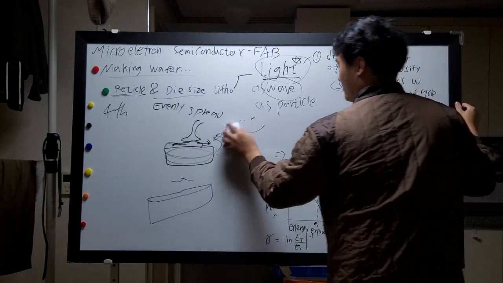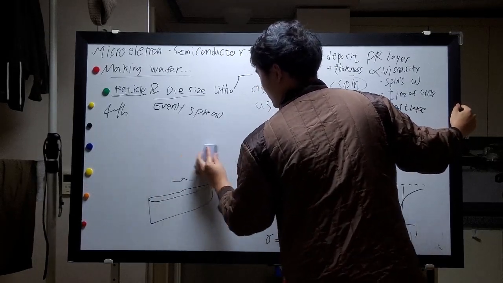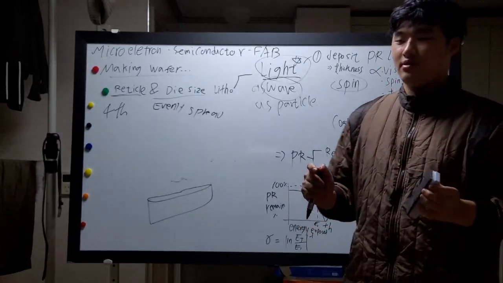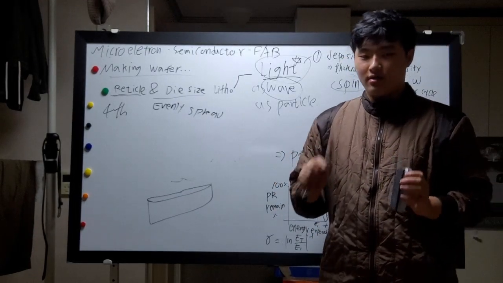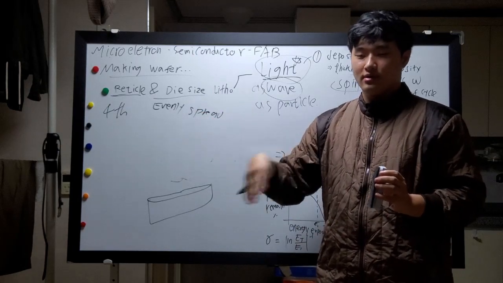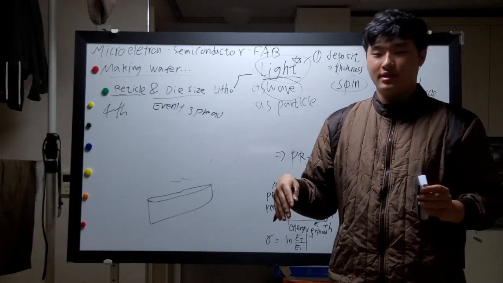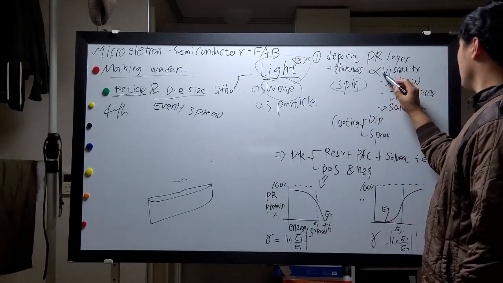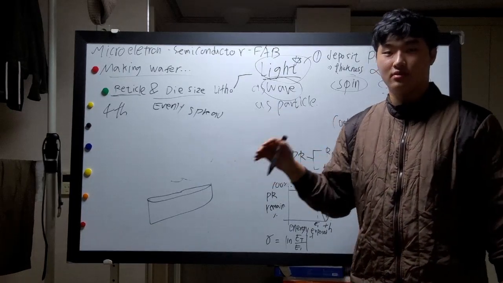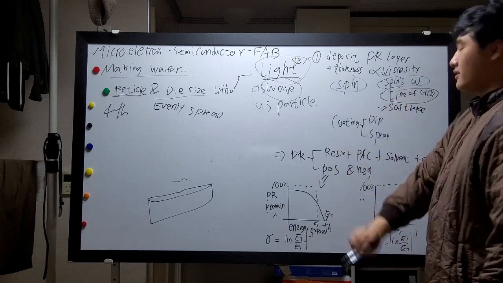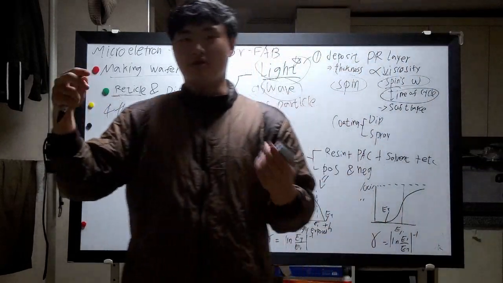So here we can see that the thickness and the evenness of the PR will be related to the angular velocity, which means how fast we spin the wafer to spread the PR evenly, the time we spin it, and then the viscosity, which means how sticky it is.